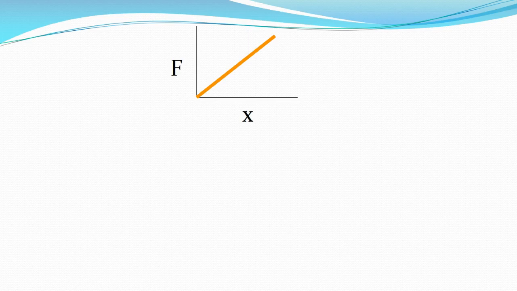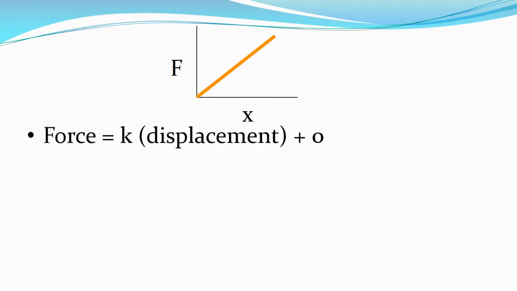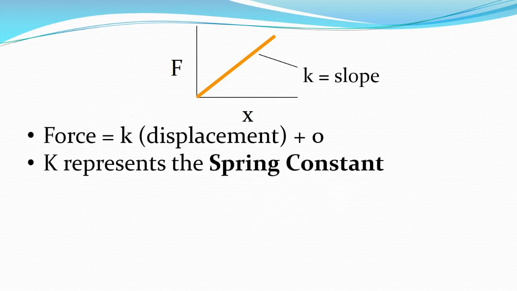We have a graph that represents the force pulling on a spring versus the distance it is stretched. This is storing energy as elastic energy because we're stretching or compressing something. If we use y equals mx plus b, we can represent it graphically. There's our slope. We just give it a general letter k. In this case, though, the k represents a very important value, the spring constant.